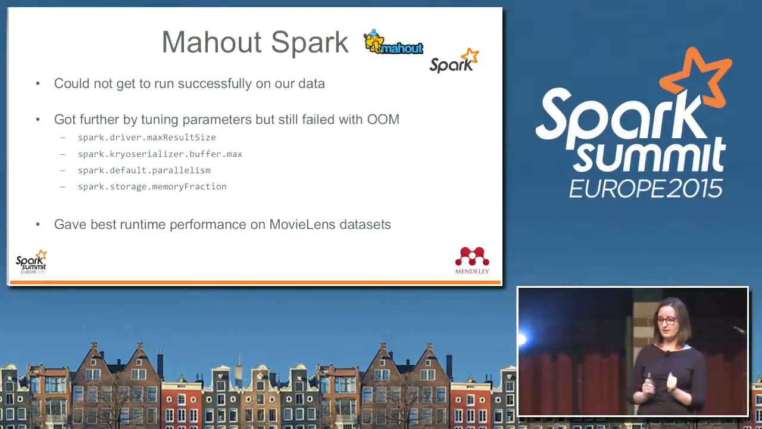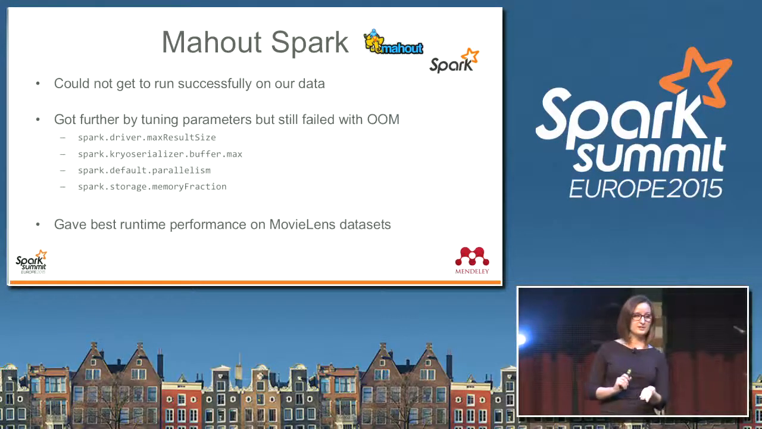That was a bit disappointing, especially since we tested it on the MovieLens dataset, which is a standard benchmarking dataset in recommender systems, and it gave the best performance. But even the largest MovieLens dataset is about, I think, 25,000 items to 150,000 or 200,000 users. So compared to our scale, it's quite a bit smaller. Again, it depends on your data. This might still be a very viable solution. We just didn't manage to get it to run.